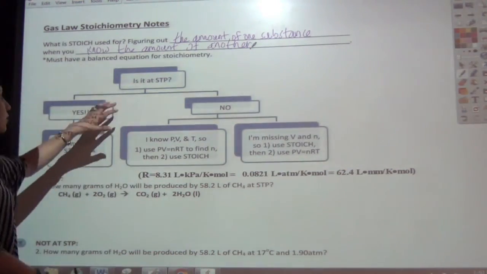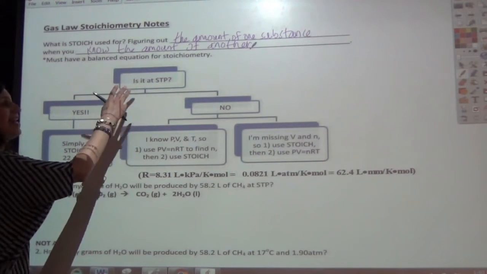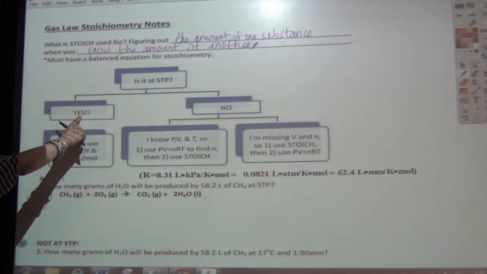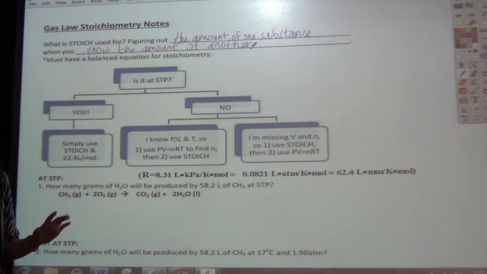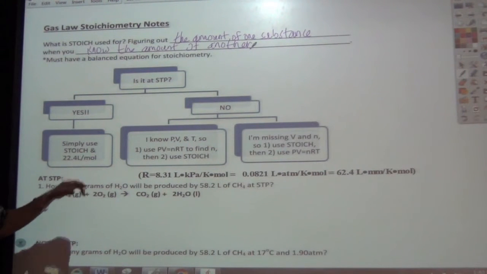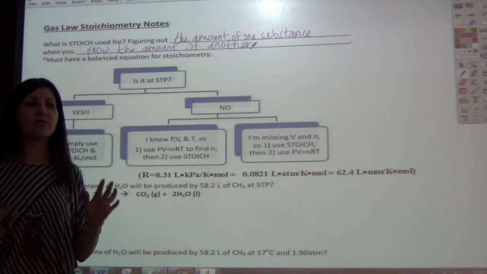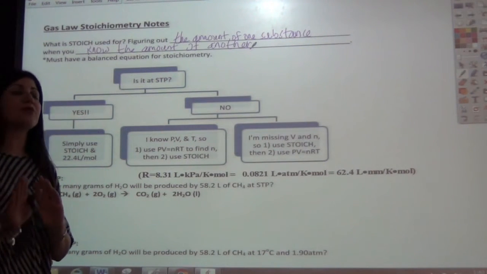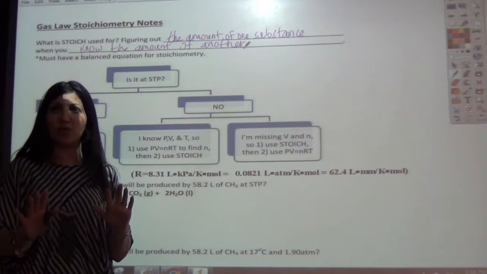So what I first want to start with is this little flow chart I created. My first question is, is it at STP? If you say yes, all you're going to do is use Stoich. We're doing this old school. You're going to use 22.4 liters per mole, and we're good to go. If it's not at STP, then we're going to use PV=nRT. Sometimes you have to do Stoich and then PV=nRT, sometimes you have to do PV=nRT and then Stoich.